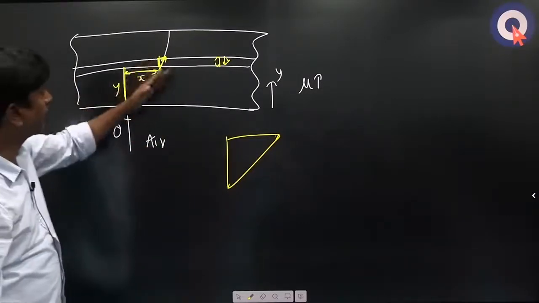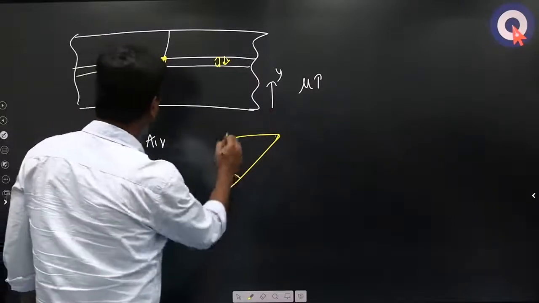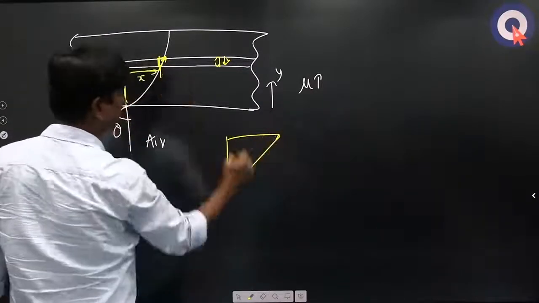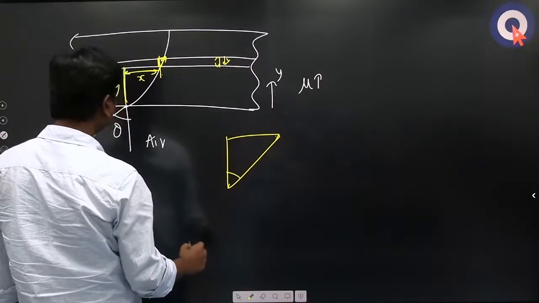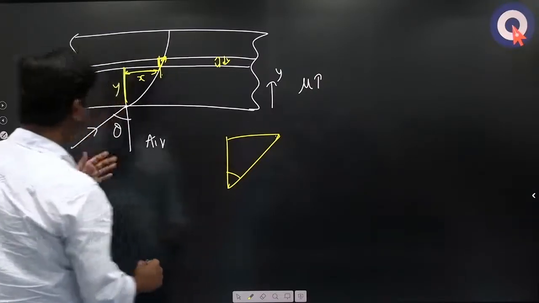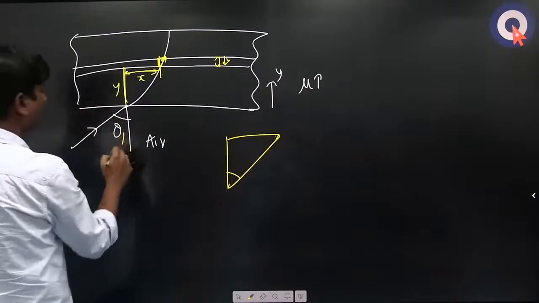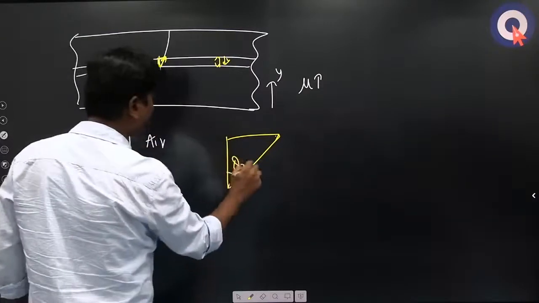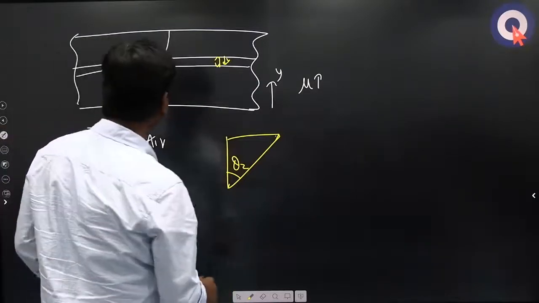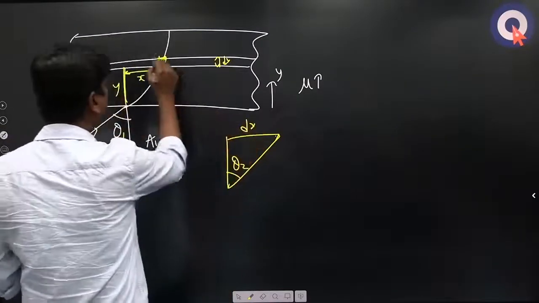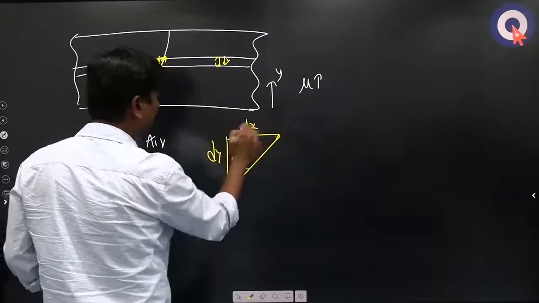Right. In this medium, it is making an angle with the normal. This is a ray which is refracted into this medium, it is making some angle. Okay, so this is given, assume that theta 1 and this is theta 2. Yeah, this is theta 2, right? So you take this as dx and this will be dy, correct?